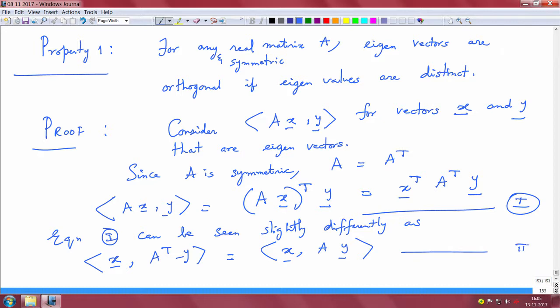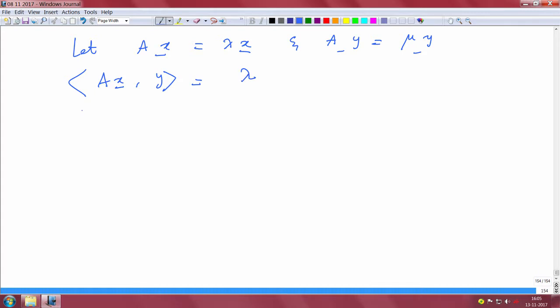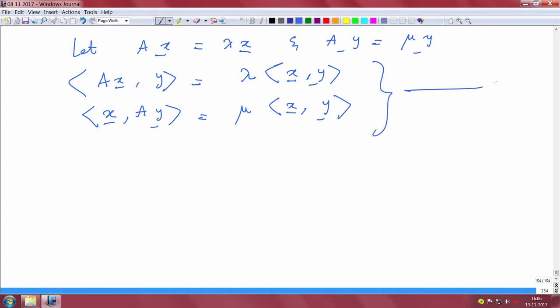So, let us call this equation 2. Let AX equal lambda X and AY equal mu Y, okay. Now, AX with Y is basically lambda, because AX is lambda X, right? I use the property that I can pull the scalar out: lambda times the inner product of X with Y. Similarly, I have X with AY, where AY is mu Y. So, I pull the scalar mu outside, and this is again X with Y. Right, I have a set of equations 3.